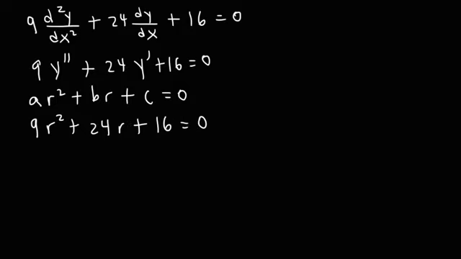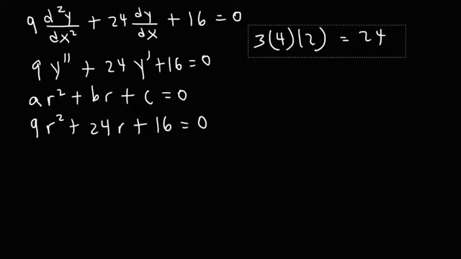Now, notice that 9 and 16 are perfect squares. 3 squared is 9, 4 squared is 16. So if we take the square root of 9 and the square root of 16 and double it, notice that this gives us 24, the middle coefficient. When you see that, that tells you you have a perfect square trinomial.